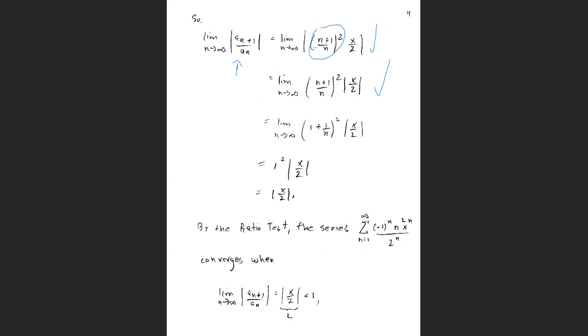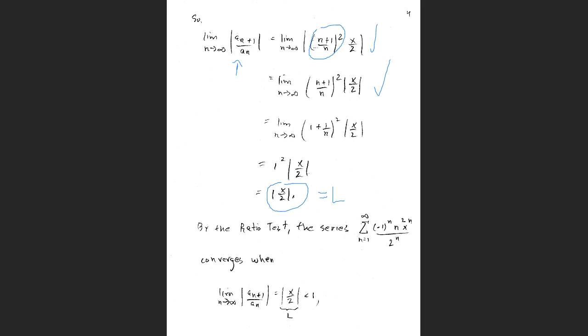You see, x could be negative, right? So you can't bring the variable out. I got to be careful here, unless you had like an x squared or something where no matter what x is, the function of the variable is always positive. Unless you have that, you have to keep that absolute value there. And so the limit is going to equal the absolute value of x over 2. That is going to be our L in the ratio test.